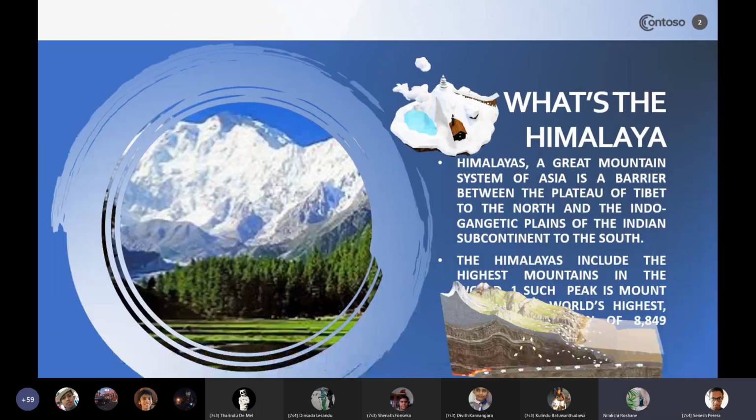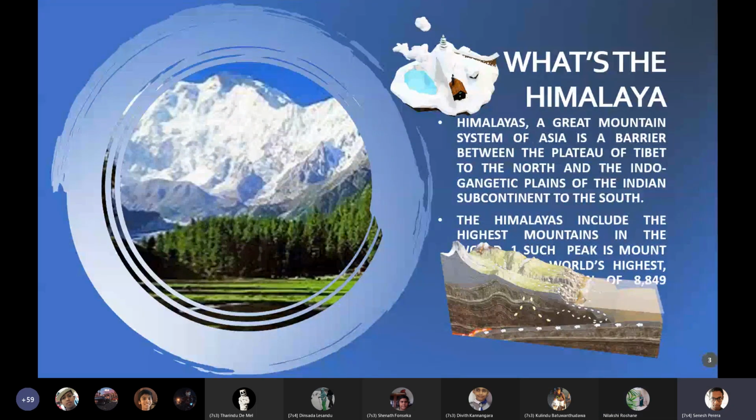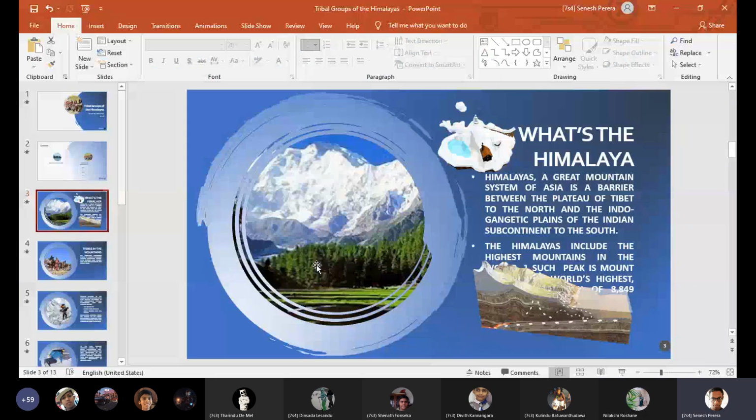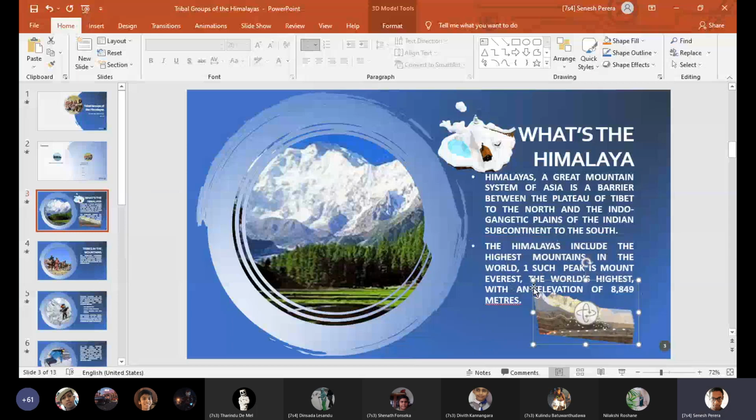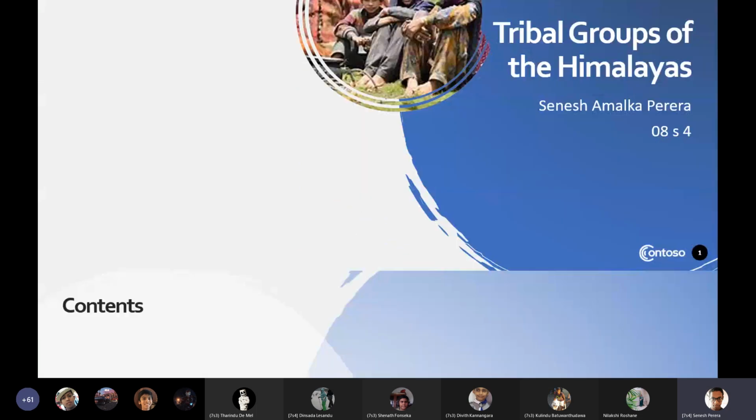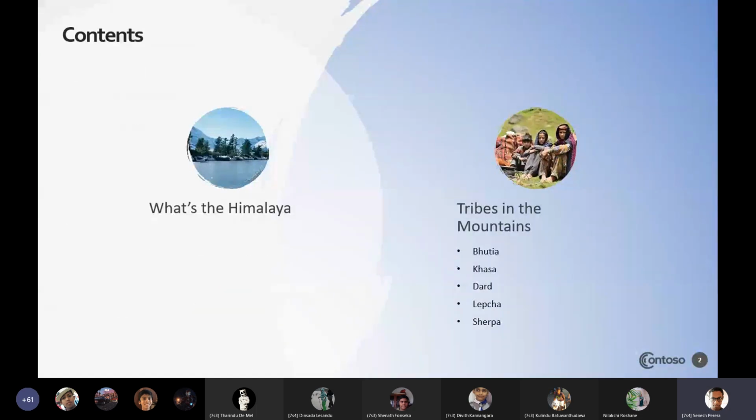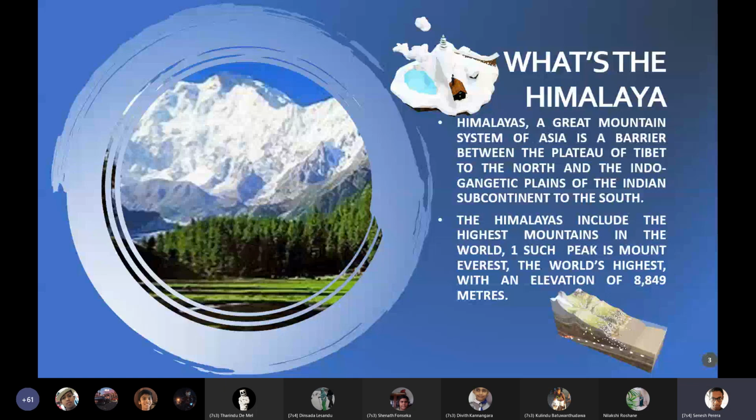The Himalaya is a great mountain system which acts as a barrier between the Indo-Gangetic plains in the south and the Tibet plateau to the north. It acts as a mountain barrier, but it also has some of the highest peaks in the world, and one such peak is Mount Everest, which is the world's highest.